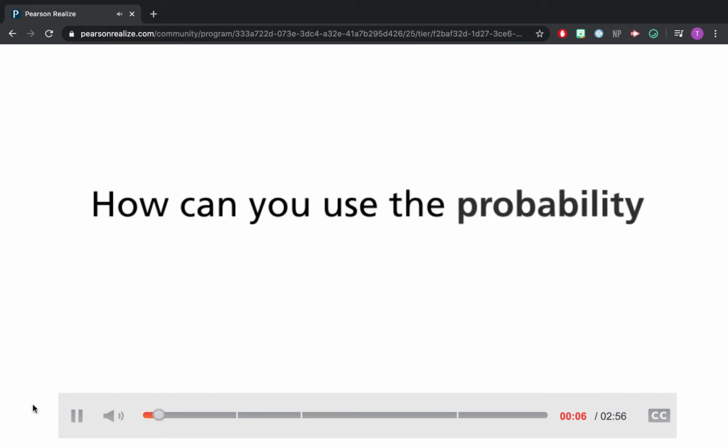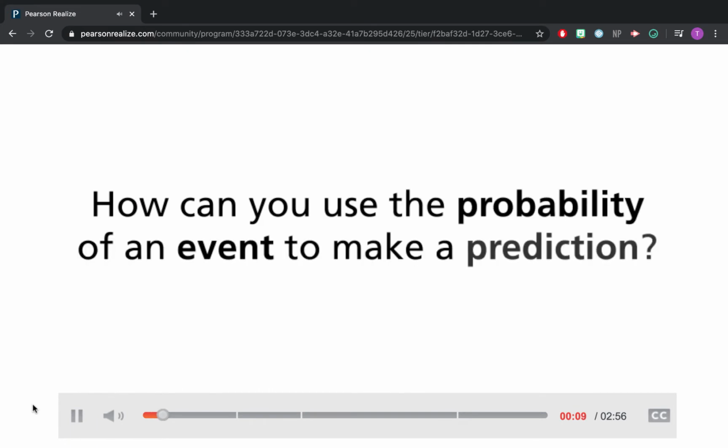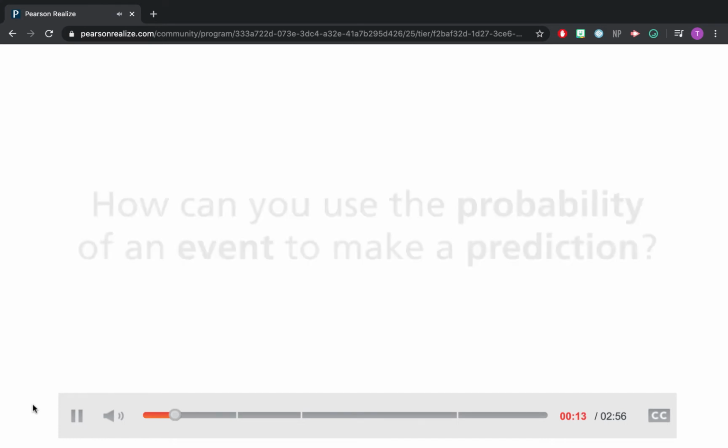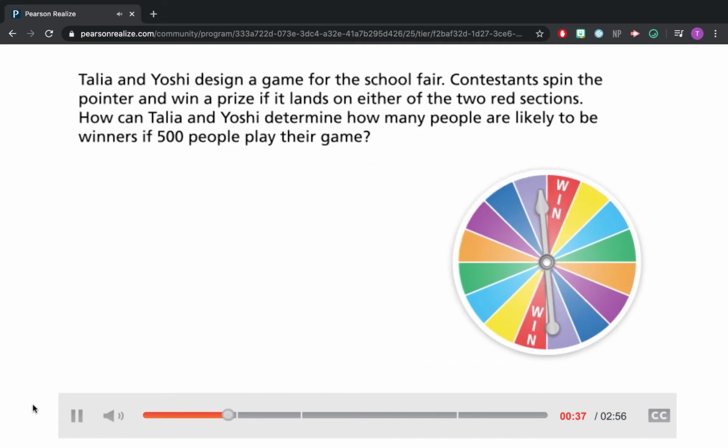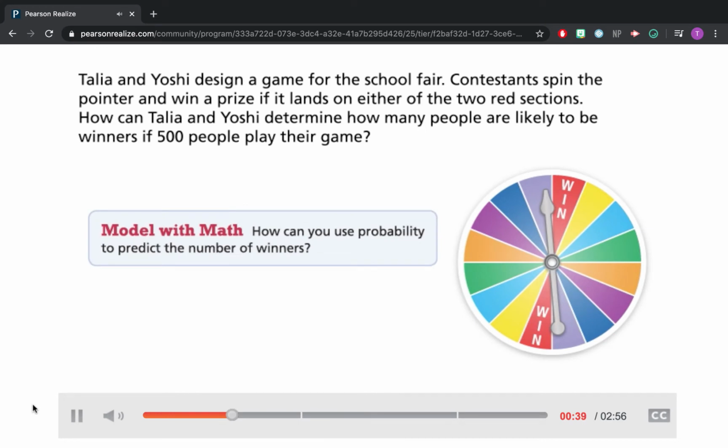How can you use the probability of an event to make a prediction? Think about this question during the lesson. Talia and Yoshi design a game for the school fair. Contestants spin the pointer and win a prize if it lands on either of the 2 red sections. How can Talia and Yoshi determine how many people are likely to be winners if 500 people play their game? They can determine the number of people using probability. How can you use probability to predict the number of winners?